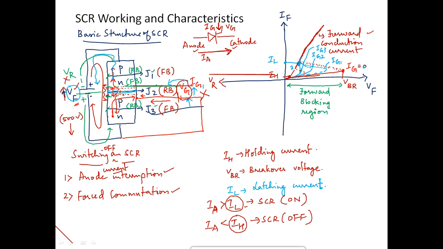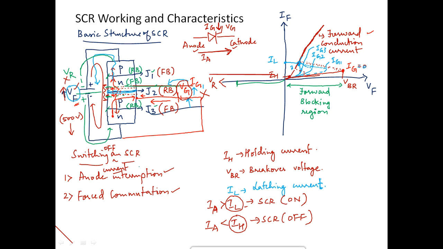So now the point is, there are two junctions which are trying to oppose the flow of current, and there is one junction J2 which is trying to help the majority carrier current flow. So the overall result is that I'll be getting a very lesser amount of current, till a certain stage.